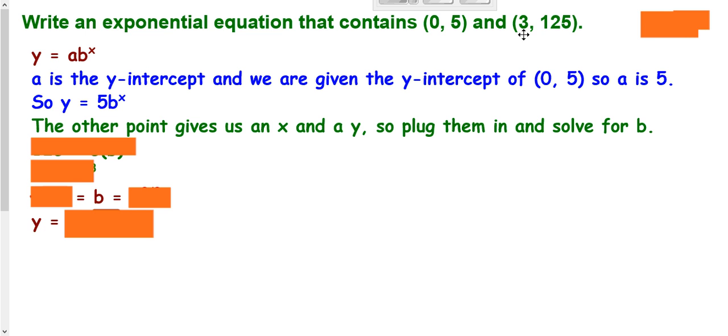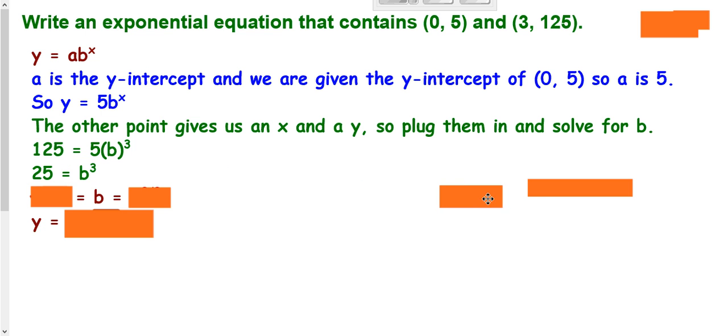So here, this other point, our x is 3. So I'm going to plug in 3 for x. And our y value of this point is 125. So I'll plug that in for y. So I get 125 equals this. Now all I have to do is solve this. So I can divide both sides by 5.